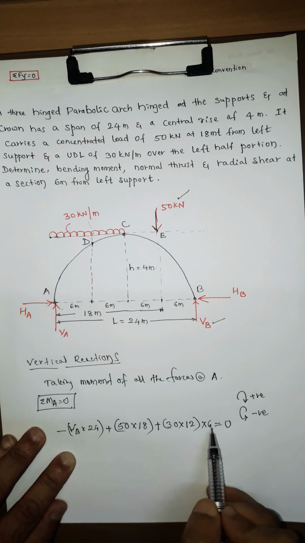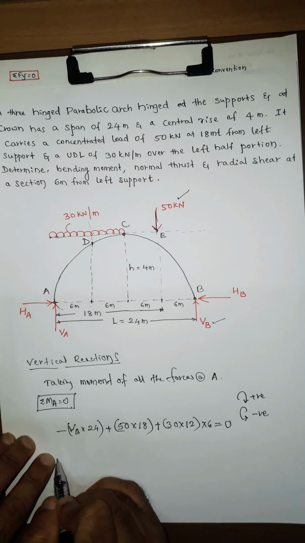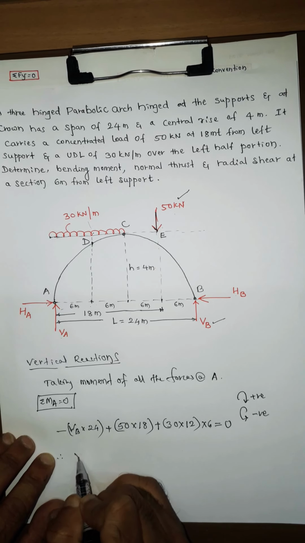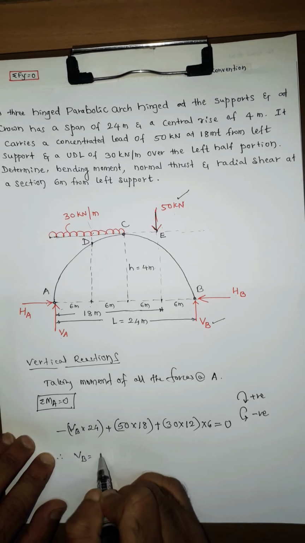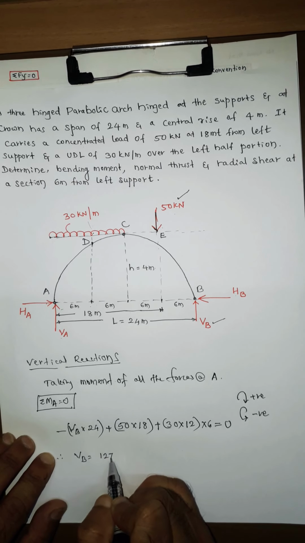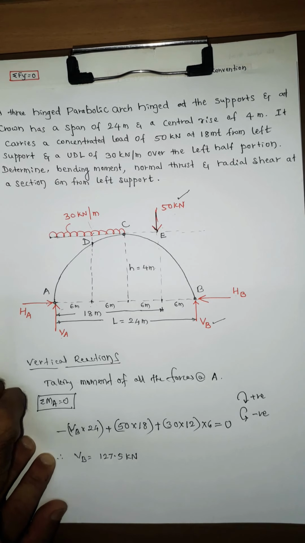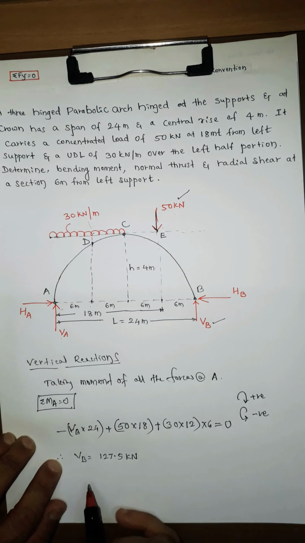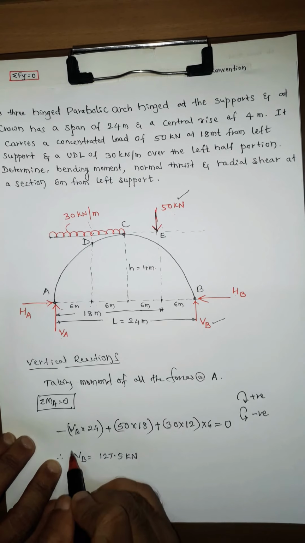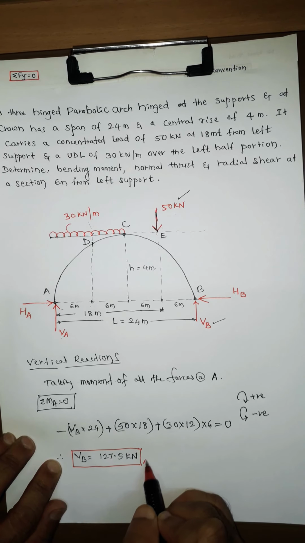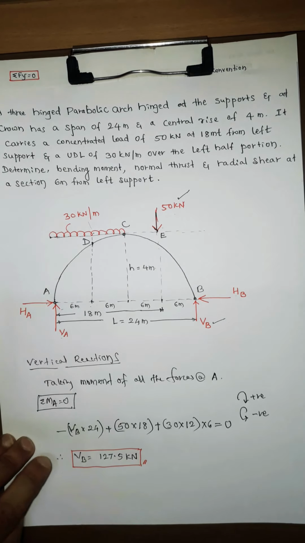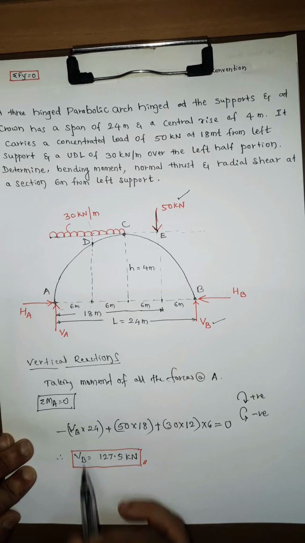So this should be equal to 0, that is summation MA is equal to 0. From this we can find out the reaction VB is equal to 127.5 kilonewton. So the vertical reaction at B, VB, is equal to 127.5 kilonewton.